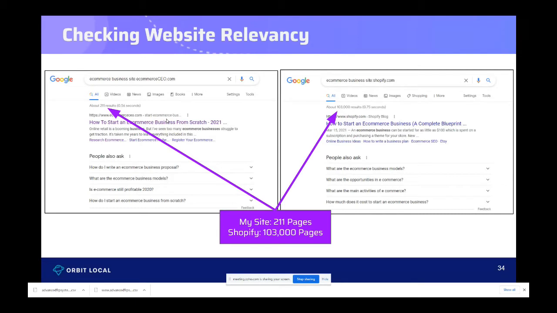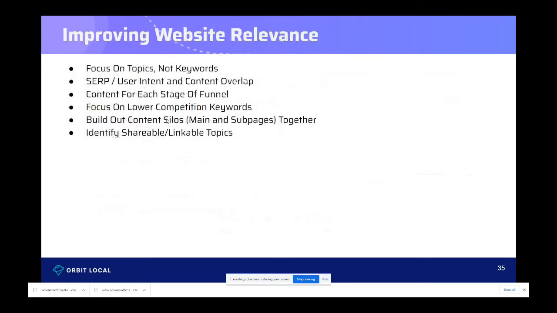But when you look at Shopify here for this keyword, they have 100,000 results, right? And so I'll pick and choose my battles here with Shopify, but it just goes to show you have to start looking at things the way that robots do, because these are the ranking factors that are important in 2021. So how do you improve your website relevance?